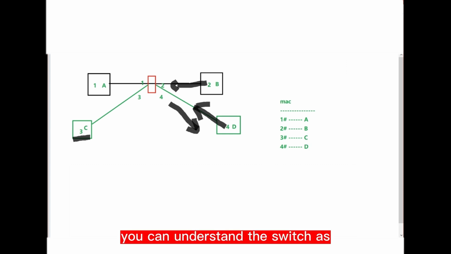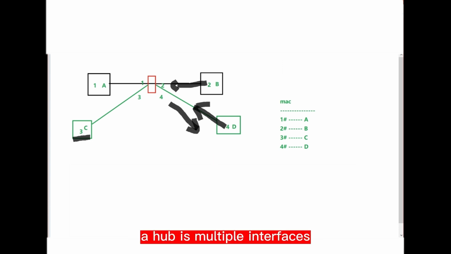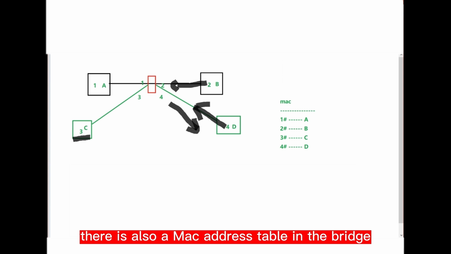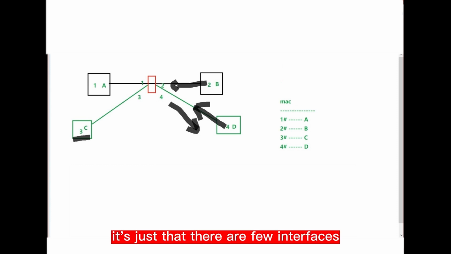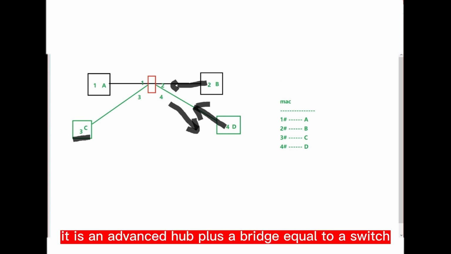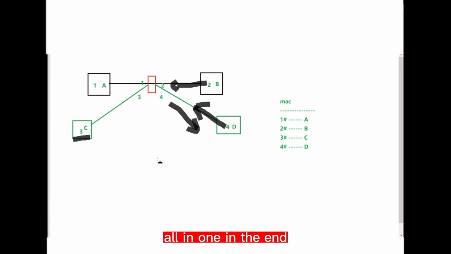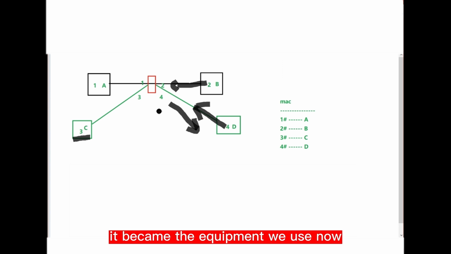So in fact, you can understand the switch as a combination of a bridge and a hub. A hub has multiple interfaces. There is also a MAC address table in the bridge, which works the same as a switch. It's just that there are few interfaces. An advanced hub plus a bridge equals a switch, all in one. In the end, it became the equipment we use now.